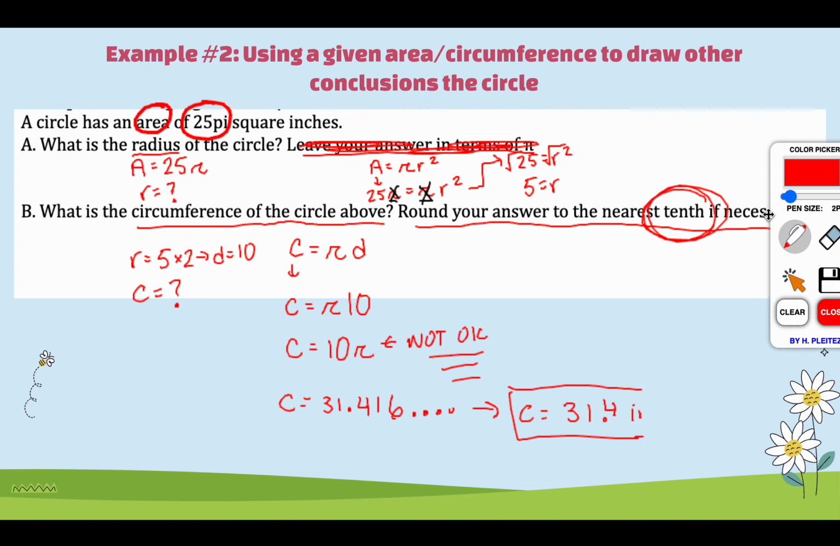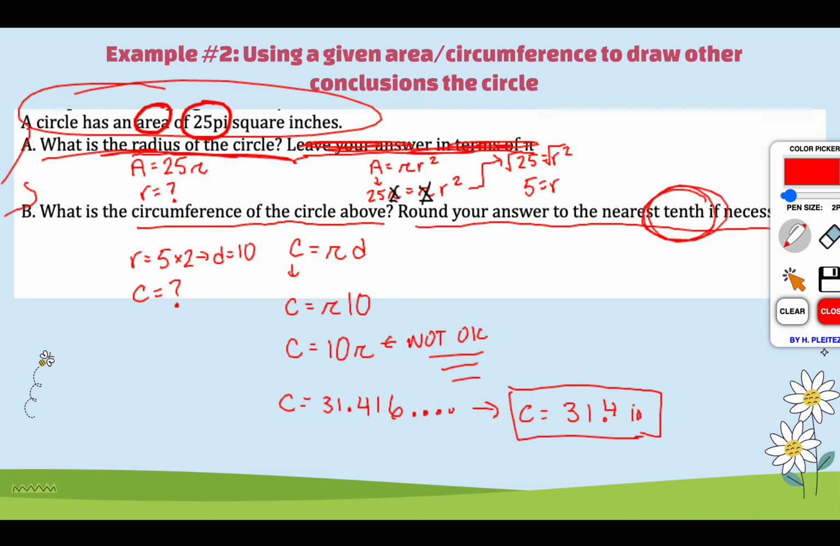Now this was nice and broken down for us. It first told us to find the radius, but that midsection of the question might not always be there. It might give you the area and say, find the circumference. So you have to recognize, okay, I know I need the diameter, and you can work backwards from there. You also could have done this, C equals 2 pi r, and then substituted in your radius and did 2 pi times 5, and again that would have left you with the same answer.